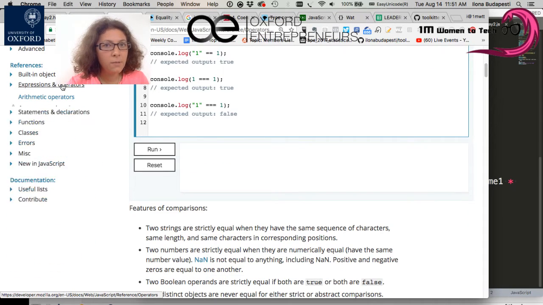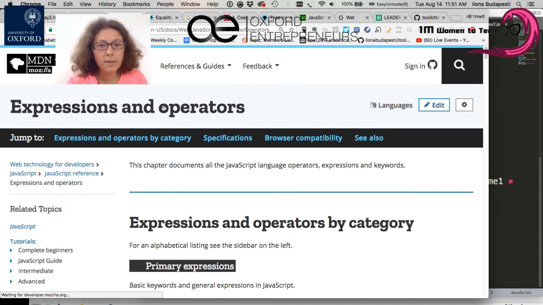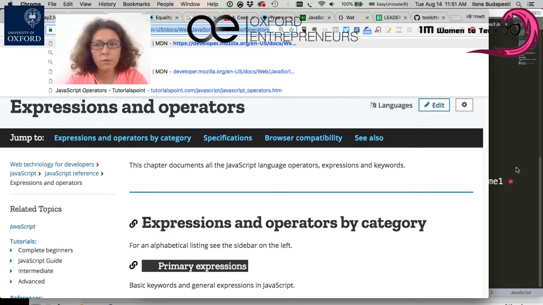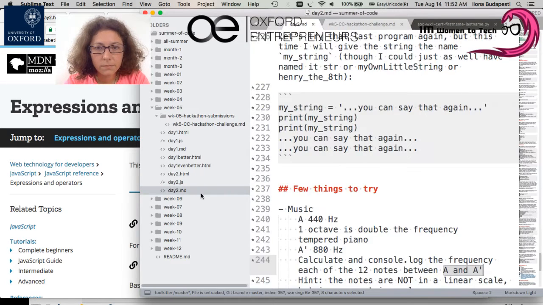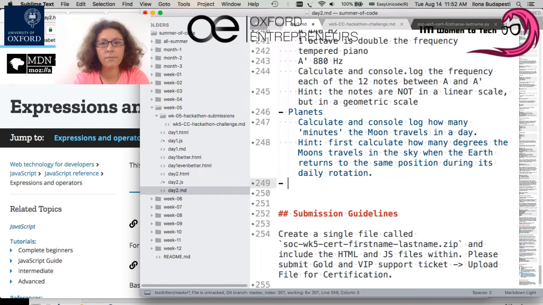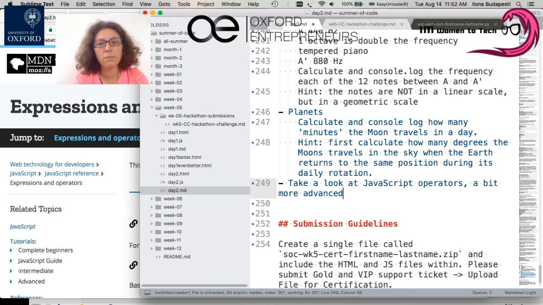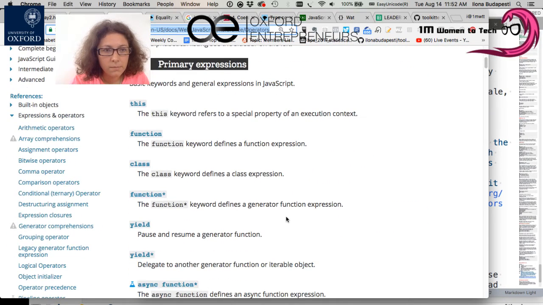Expressions and operators, I think, is a good reading, so I'm going to put this in here for those of you who are more advanced. Things to try, and then take a look at the JavaScript operators. This is, I think, a bit more advanced, but if you have time, it's always a good idea to look at it.